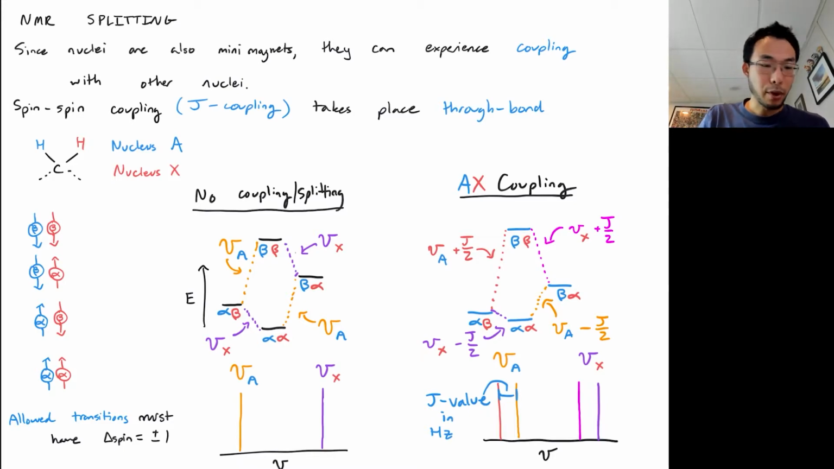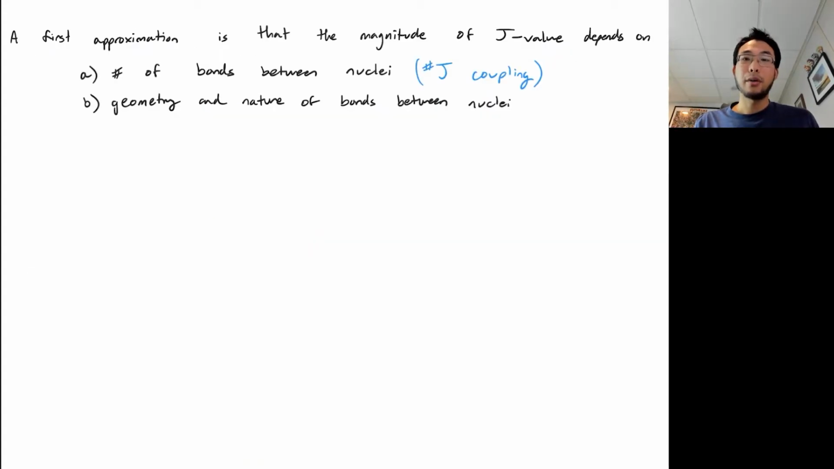One last thing I want to point out here is that what we've done is we've taken a single line and split it into two lines. And so the terminology for this is that we've created a doublet for the signal of proton A. The same is obviously true for the signal of proton X. That's also gone from one line into two, so another doublet. So the magnitude of the J value will change the spacing of that splitting. And so we want to try to understand what the impacts of structure are on the magnitude of J value, because that can help us to interpret an NMR spectrum.